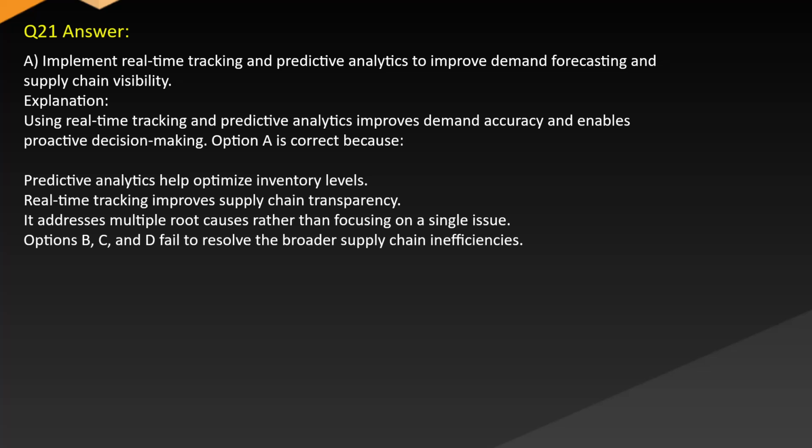Answer A. Implement real-time tracking and predictive analytics to improve demand forecasting and supply chain visibility. Explanation. Using real-time tracking and predictive analytics improves demand accuracy and enables proactive decision-making. Option A is correct because predictive analytics help optimize inventory levels. Real-time tracking improves supply chain transparency. It addresses multiple root causes rather than focusing on a single issue. Options B, C, and D fail to resolve the broader supply chain inefficiencies.